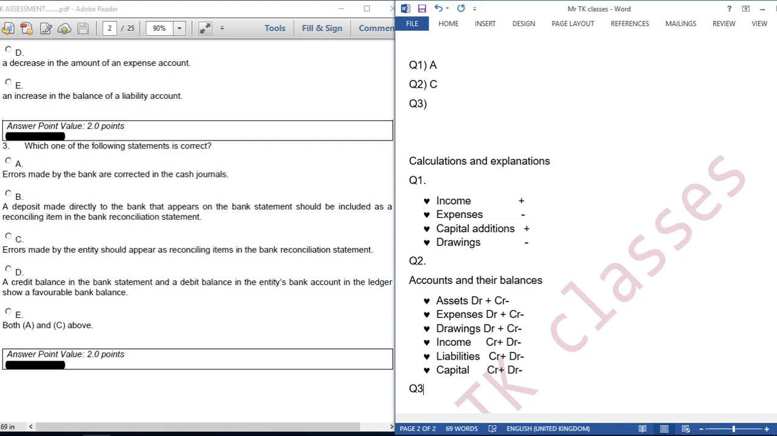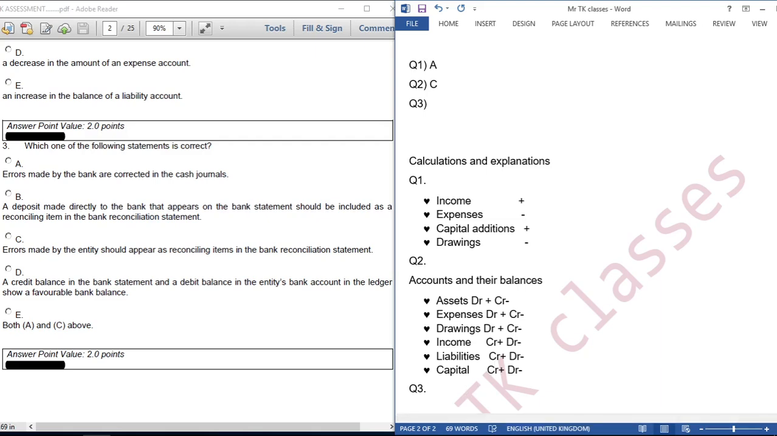All right, question 3 here looks like a bank reconciliation question. Errors made by the bank are corrected in the cash journals. So this is a bank reconciliation question. So what I have to do here, I just have to summarize the bank statement, the bank reconciliation for you.